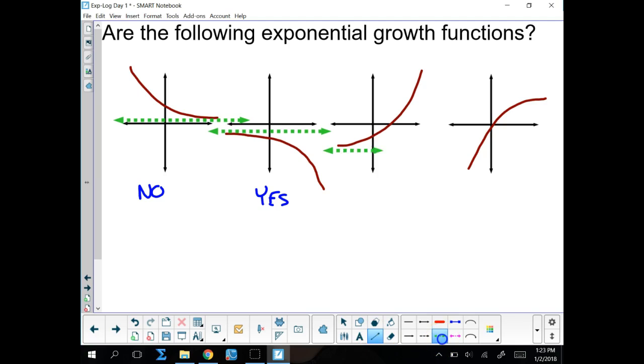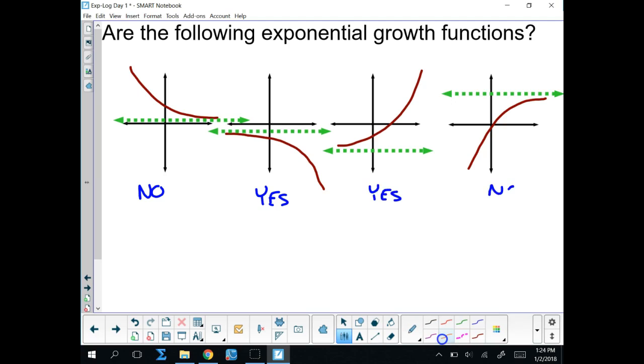Next two, my horizontal asymptote would be like there and like there. Yes, no, no, yes. Okay. This one is a yes because it's getting farther and farther away. This one is a no because it's getting closer and closer as we work left to right.